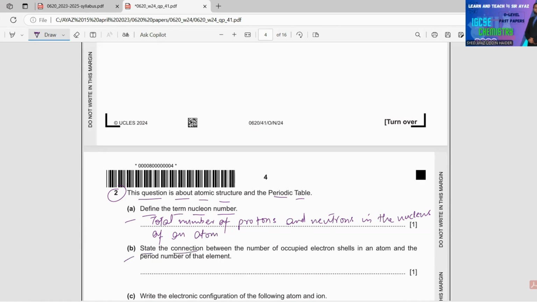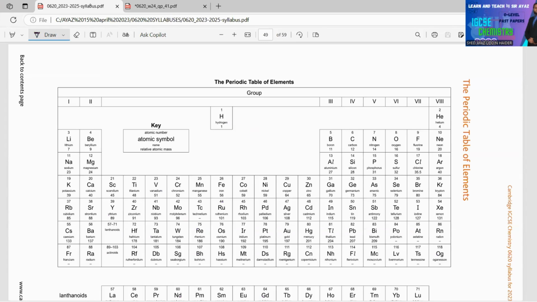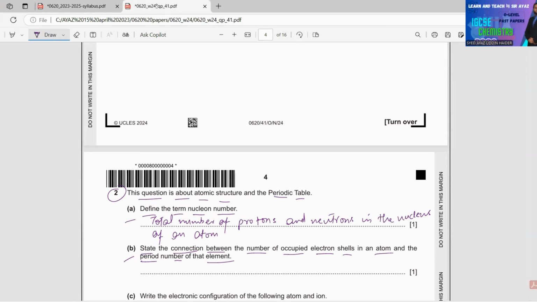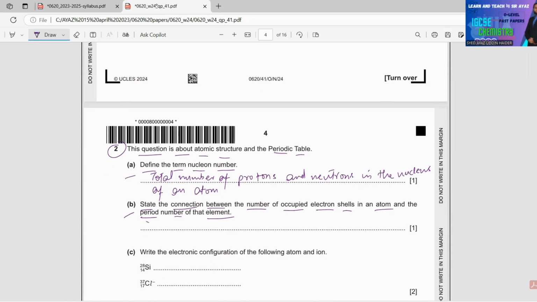Part B, state the connection between the number of occupied electron shells in an atom and the period number of that element. So they are the same. These are the periods, you know that. Period number 1, and here period number 2. So periods 1, 2, 3, 4, 5, and so on. And the connection is that they both are the same. First period means 1 occupied electron shell. Second period means 2 occupied shells. So you write same.